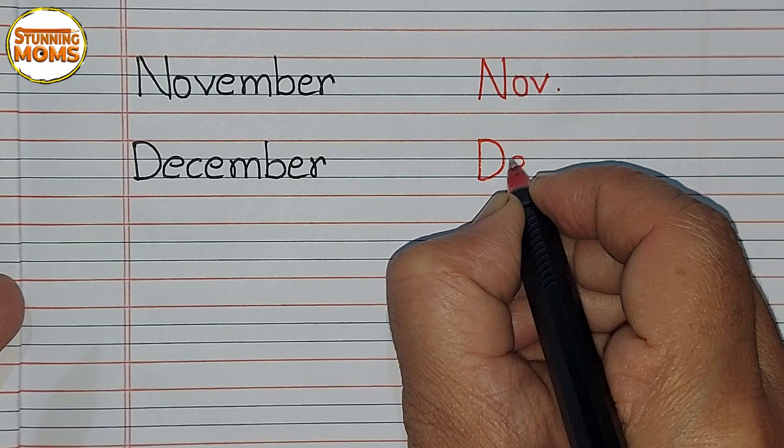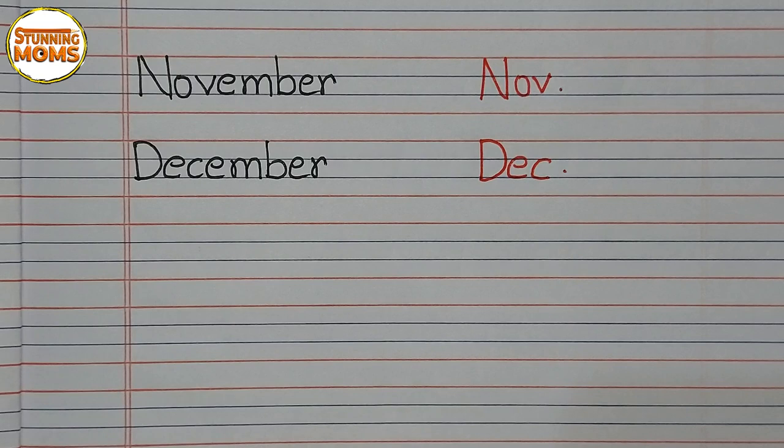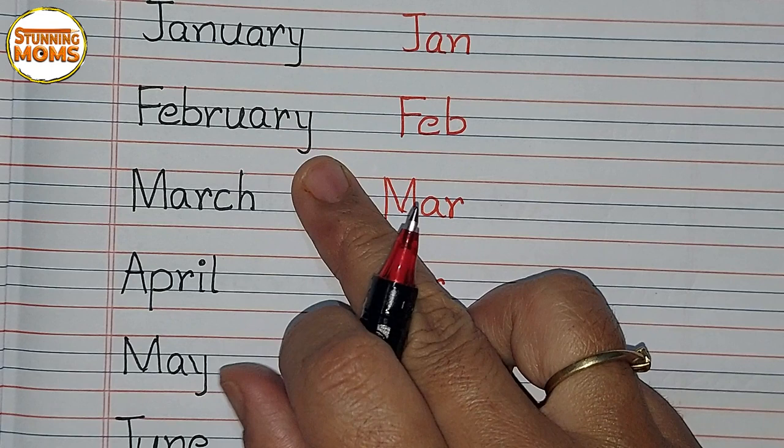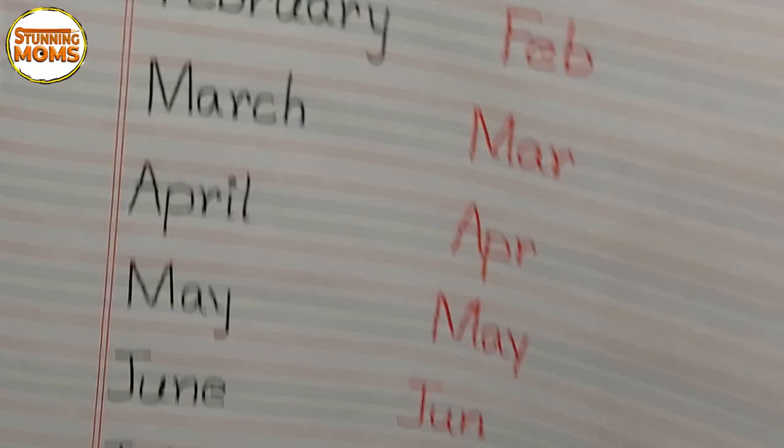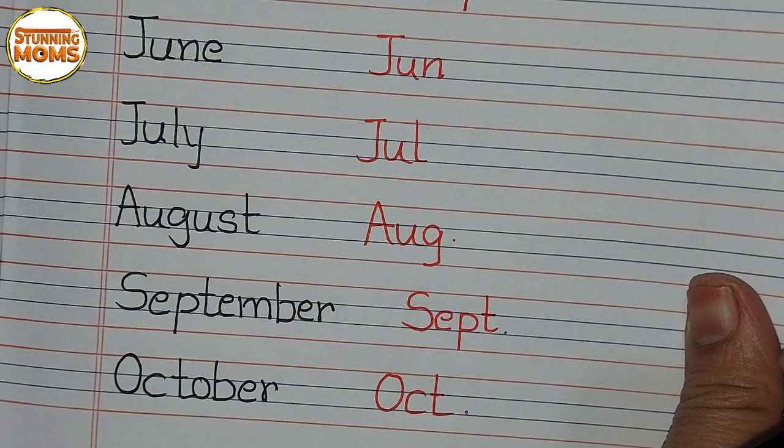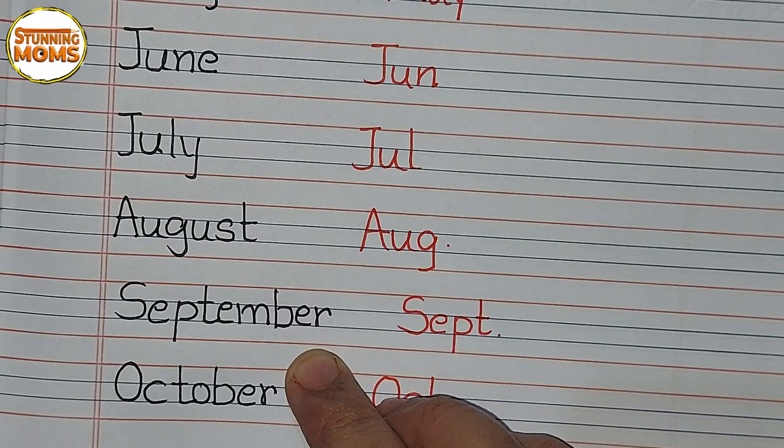December. Okay, these are the months of the year. January, February, March, April, May, June, July, August, September, October.